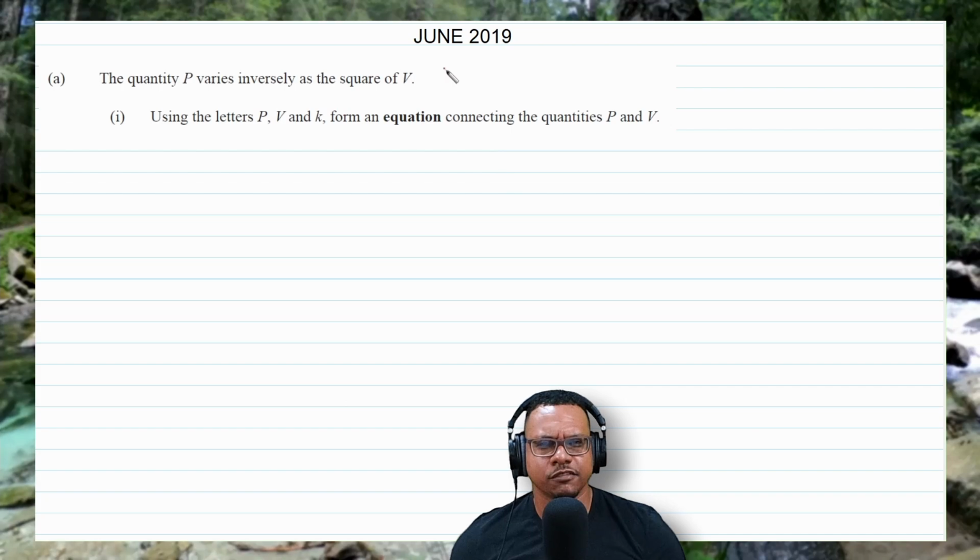Now moving on to question 4 for June 2019, we have the quantity p varies inversely as the square of v. So using the letters p, v, and k, of course k will be a constant of proportionality, we want to form an equation connecting the quantities p and v. So first we'll write that p varies inversely, so we write the proportional sign, and inversely means 1 over, and the square of v, so that's v squared.